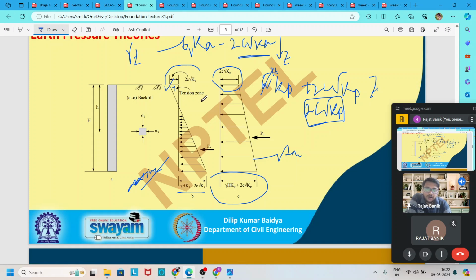It is very important to use these diagrams to find the total thrust acting on the wall, in either the active case or the passive case, because if you calculate the area of this pressure diagram, from here to here or here to here, we get the total thrust acting on the wall. And if we find the CG of this pressure diagram, then we can get the point of action of this thrust on the wall in different cases. So this diagram is very important to solve the problems.